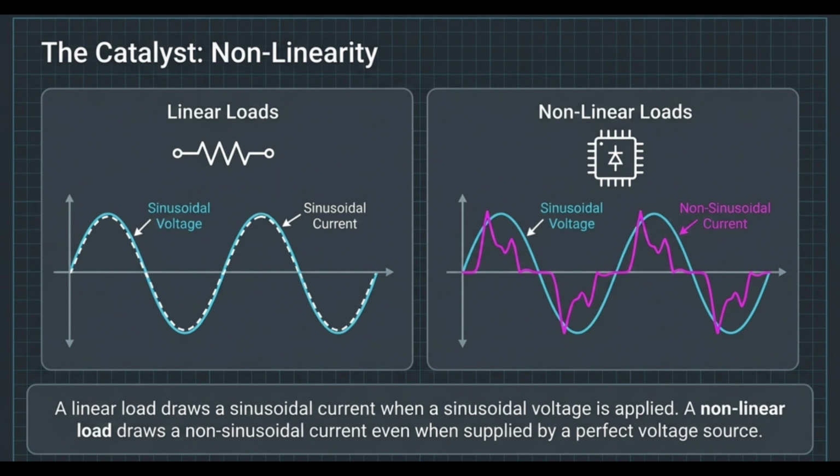Nonlinear loads, on the other hand, are chaotic. Even if you supply them with an absolutely pure voltage source, their impedance changes drastically during the electrical cycle. And that varying impedance causes them to draw current in these irregular, abrupt pulses, which essentially injects harmonic currents right back into the power system.